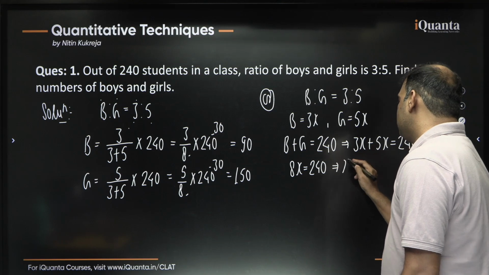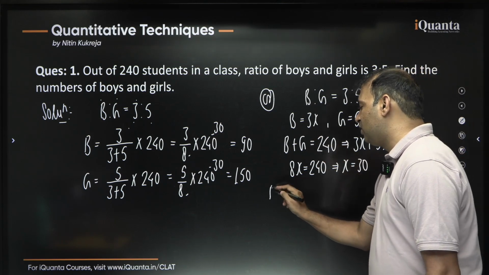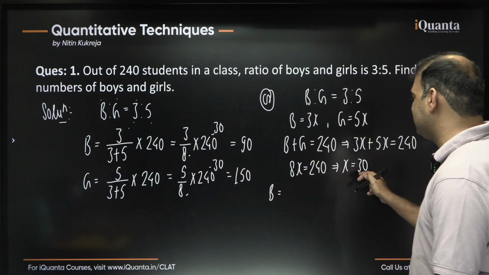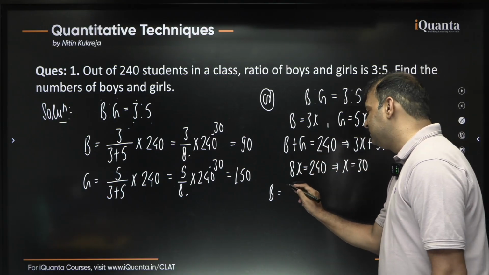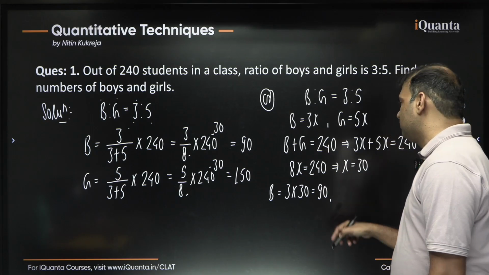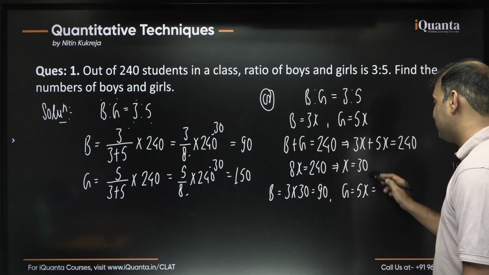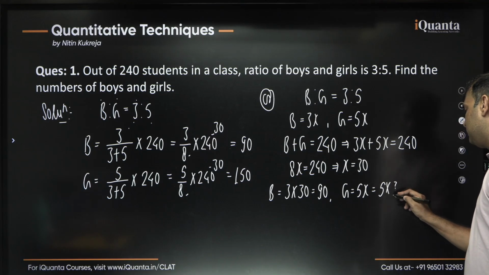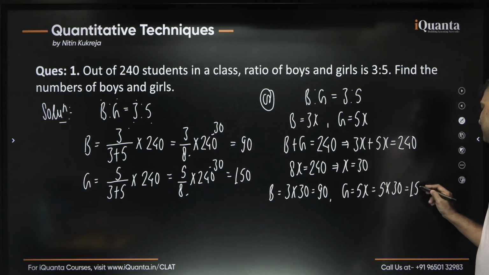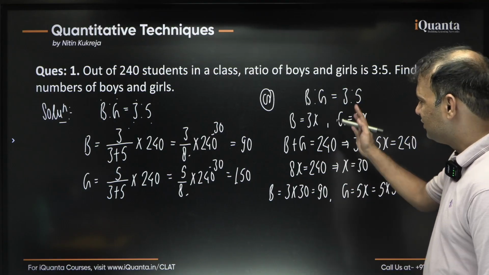Now guys, if the value of x is 30, we can say boys are how many? Because boys we assumed is 3x, x is 30, so 3 into 30 has to be obviously 90. Very simple as that. Similarly, the number of girls, which we know is 5x as the assumption, putting x equal to 30, so 5 into 30 must be 150. Simple as that. So guys, this is how we can find the number of boys and number of girls, right? So this is the second method.